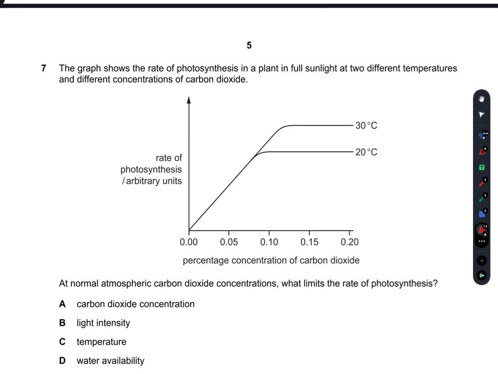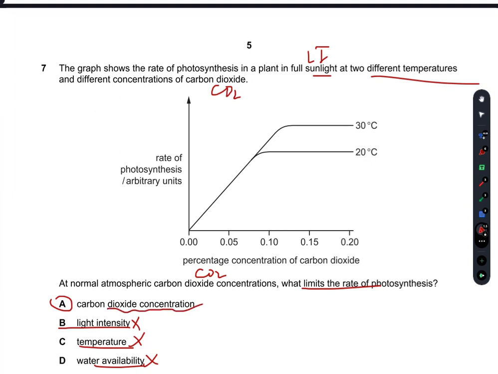The graph shows the rate of photosynthesis in a plant in full sunlight at two different temperatures and different concentrations of CO2. So light intensity would remain constant, and there are two different temperatures. At normal carbon dioxide concentrations, what limits the rate of photosynthesis? So light intensity does not, because it's a constant. The temperature has already been given, so B and C are incorrect. Water availability has not been indicated, so it is only carbon dioxide concentration which plays a role here.